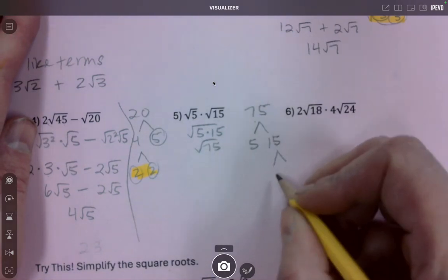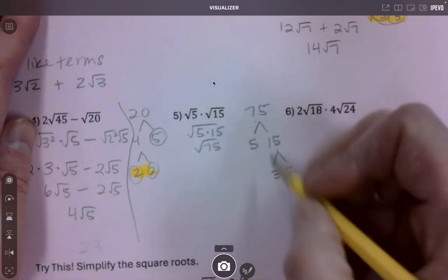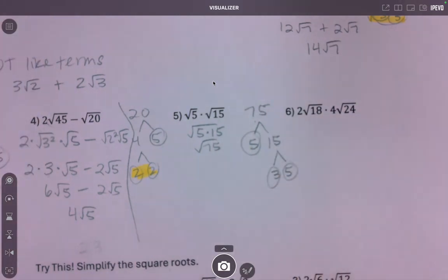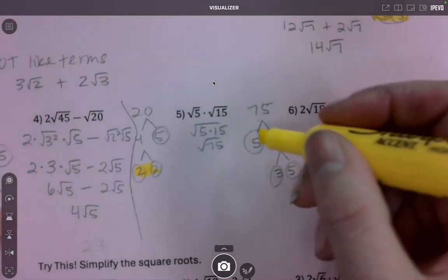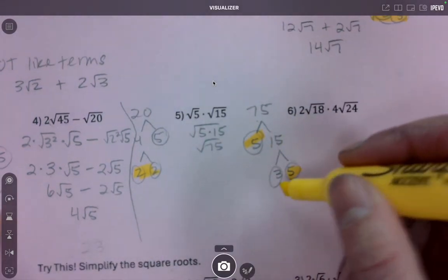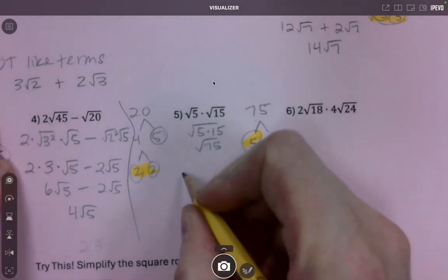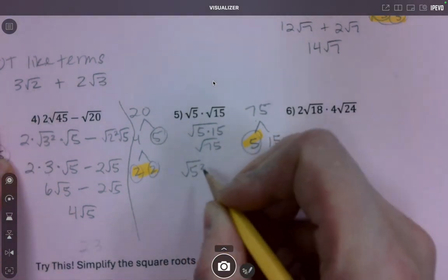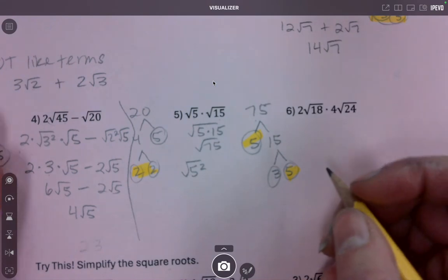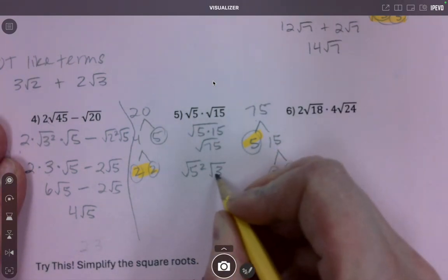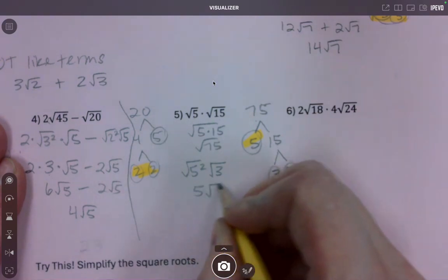15 is going to be 3 times 5. So if I am multiplying to get 75, I have 5 times 3 times 5. And so there's my pair again. I have 2 5s, and then I have that leftover 3. So let's write it as the square root of the 5 squared. We always want to write the one that's squared first. We know that's going to be our whole number. And then we always want to write the factor that's left over at the end. So this is going to be 5 square roots of 3.